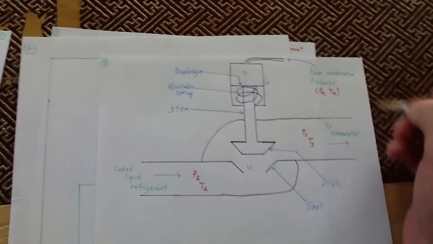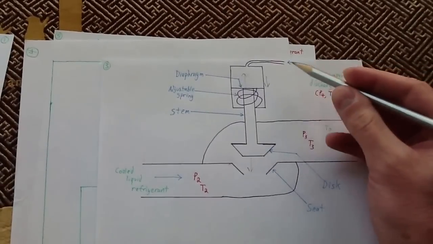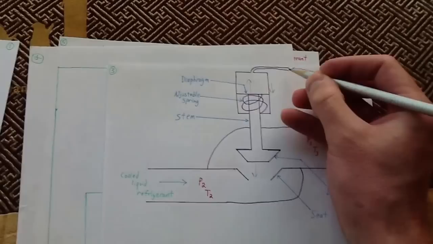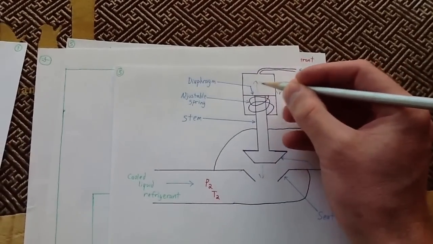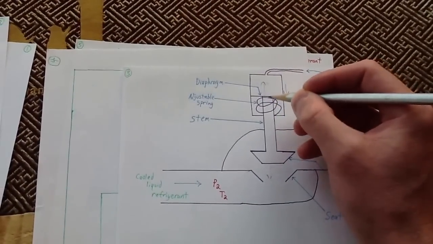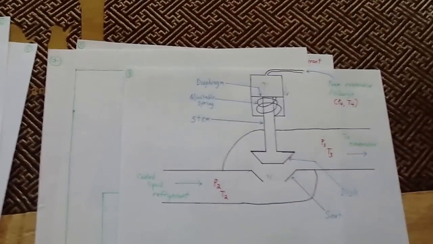But as you have an increase of pressure, and this is on the back side of the evaporator, an increase of pressure right there is going to drive this diaphragm downwards. The amount of pressure here will override the spring force. It's going to drive it down, which is going to close the valve.